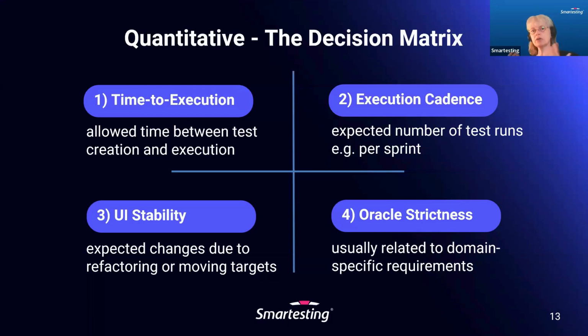The second is, of course, how often do you execute the test case? What is the expected number of test runs, for example, per sprint? The third category, or third dimension of my metrics, is how stable is the UI? Because an unstable UI is causing more problems for test automation than a stable one. And the last one is the Oracle strictness: how important is it that it is exactly done a certain way and that the result is exactly checked that way and that the label is exactly named like in the test case. So this is usually related to domain specific requirements.